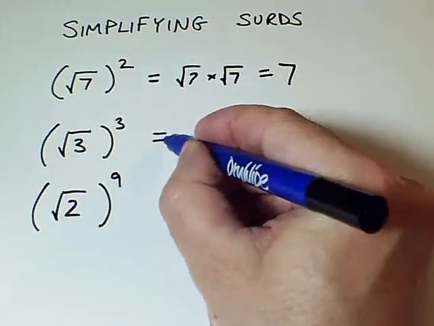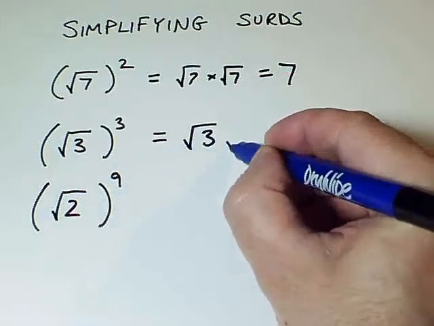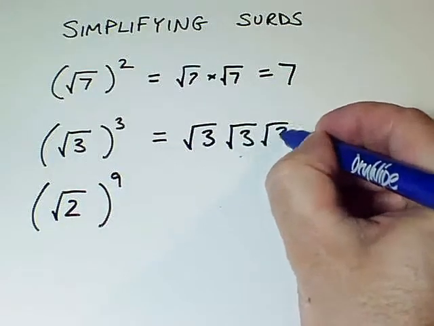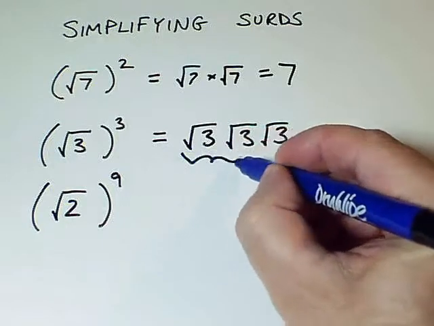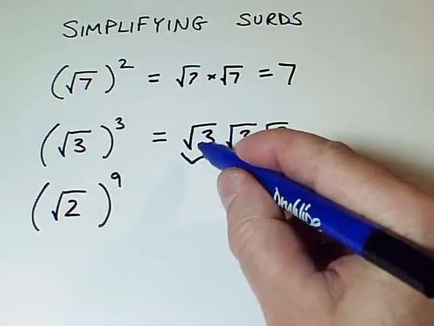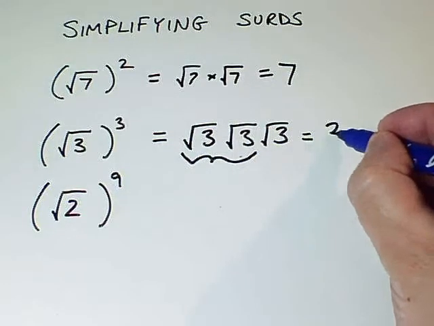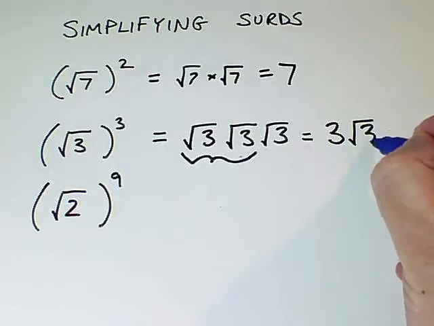So if I think about the square root of 3 being cubed, then I've got the square root of 3 times the square root of 3 times the square root of 3. Now if I just look at the first two of those, I've got a square root times itself, and the job of that, the square root of 3 times itself, must equal 3. So this is going to equal 3 times the square root of 3.